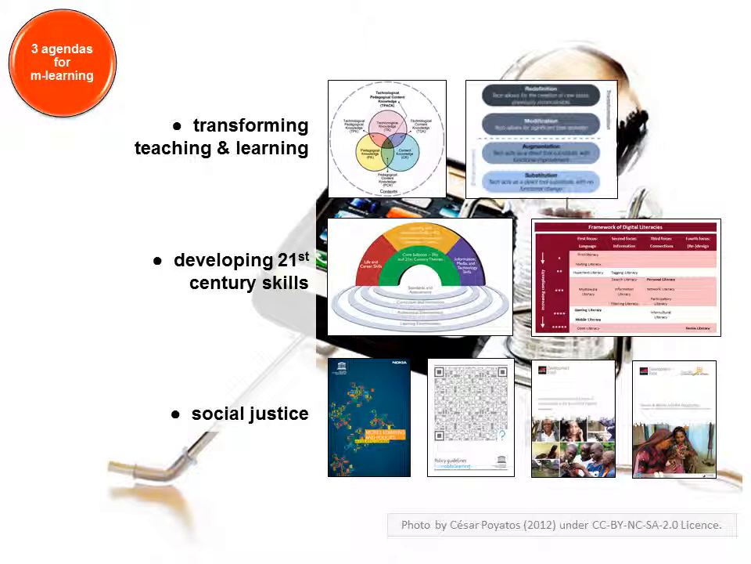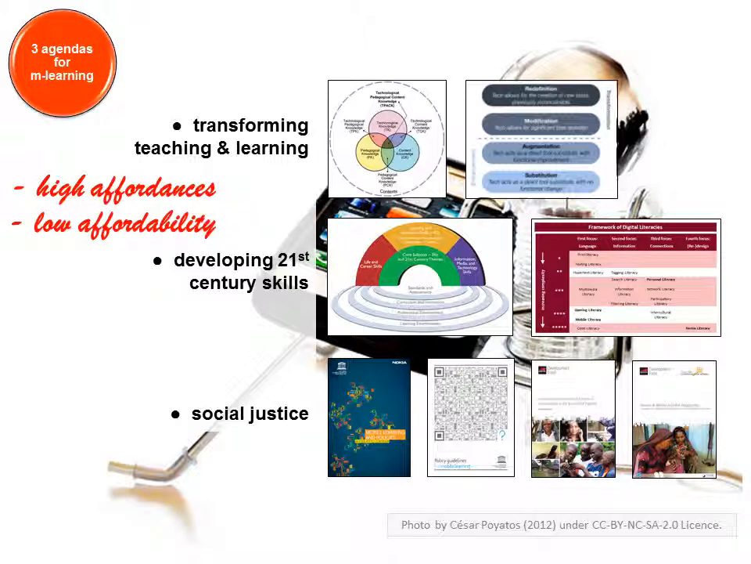As we look across these three agendas, it's probably evident that they mean very different things in terms of affordability and affordances. If you're talking about transforming teaching and learning, and to some extent, if you're talking about developing 21st century skills, then the chances are that you're talking about making a high level of use of the affordances of mobile devices, and those devices will consequently have a low level of affordability.